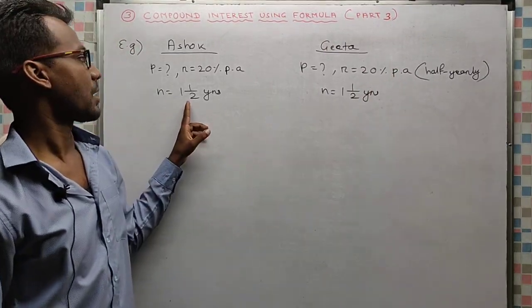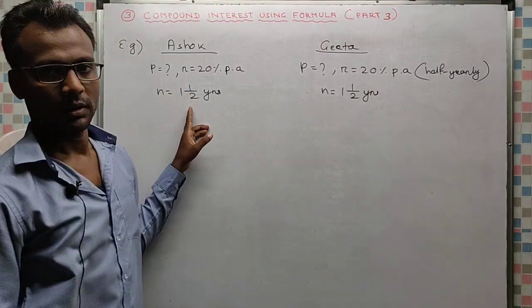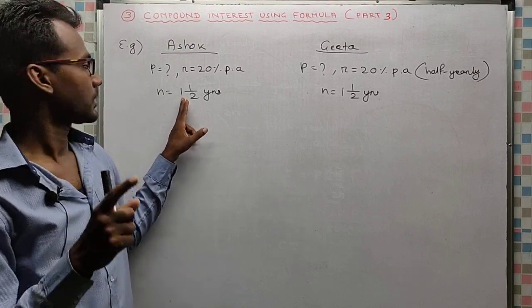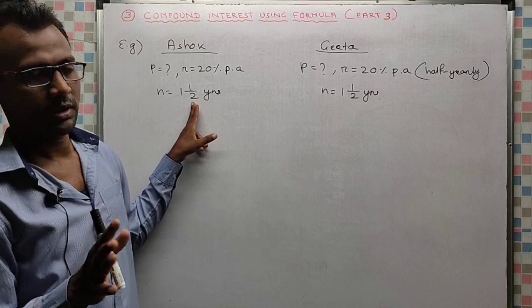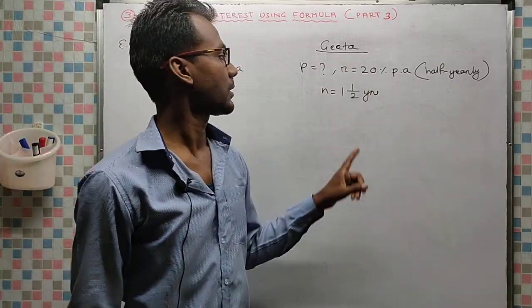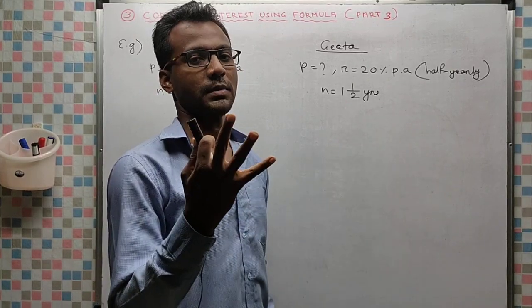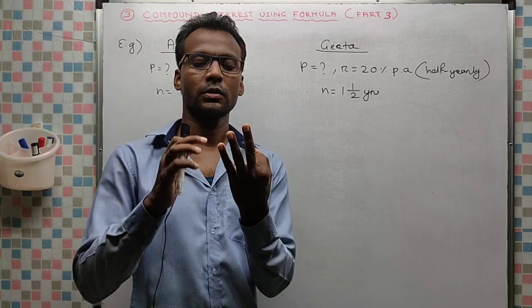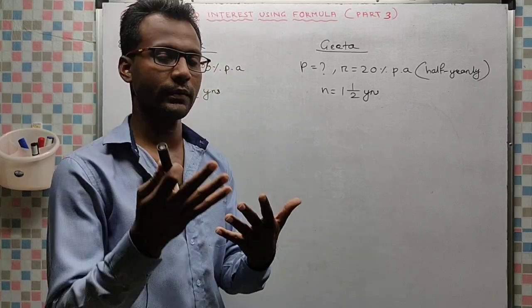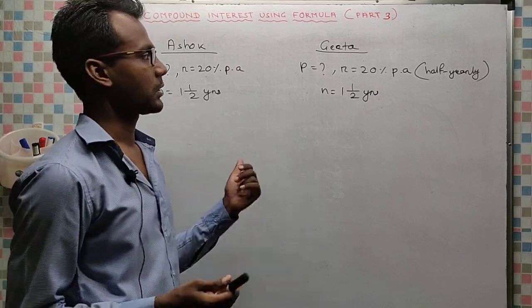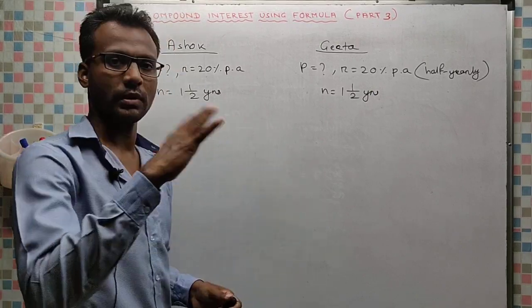Means in 1.5 years, Ashok's interest will be calculated twice. Once for 1 year, then second time for half year. 2 years is not completed. For Geeta, the interest will be calculated 3 times because in 1.5 years there are 3 half years. So definitely her interest will be more than Ashok's interest. By how much? Rupees 33. That we will use later on.